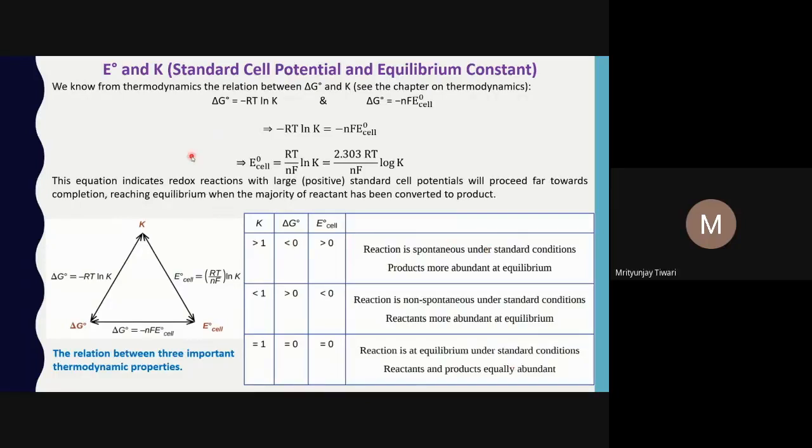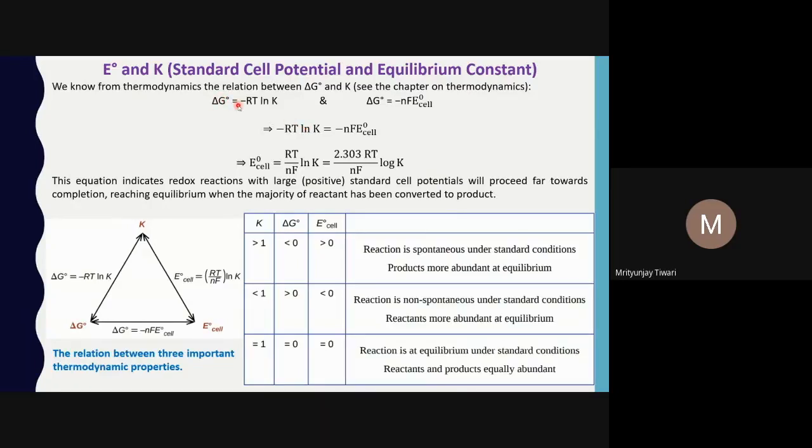Now let us look into how we can get the relationship between E naught and K. E naught is the standard cell potential, and K is the equilibrium constant, because the cell reaction can also reach equilibrium after a certain time. Once equilibrium is reached, how will we calculate E naught cell? To do that, let us remember the expression that we have studied in thermodynamics: delta G naught is equal to minus RT ln K.